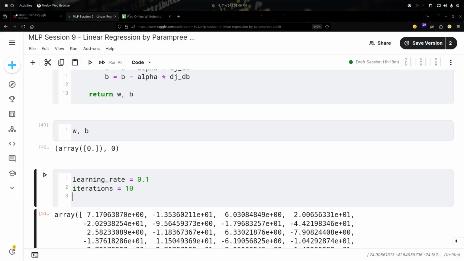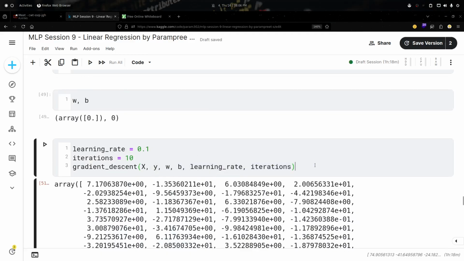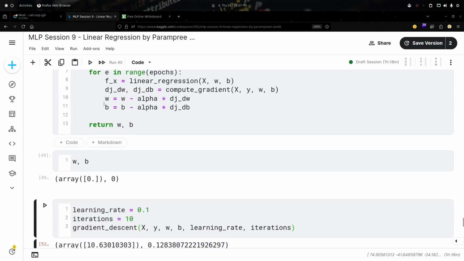And now let's run the gradient descent function. So I'm writing gradient descent, passing in the x, y, w, b, learning rate as in alpha, and iterations directly. So I'll get the best value for the w and b after doing this. These are the parameters I have passed. Now let me run it. So now you can see I got these two values. First one is the w, and this is the b. So these are the best w and b values for our data set for feature one.